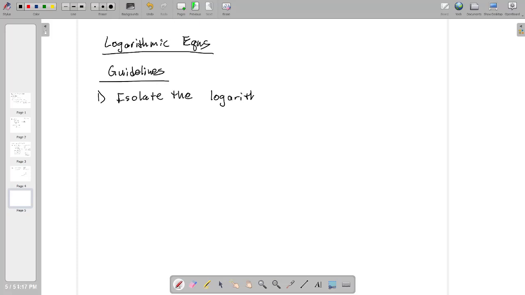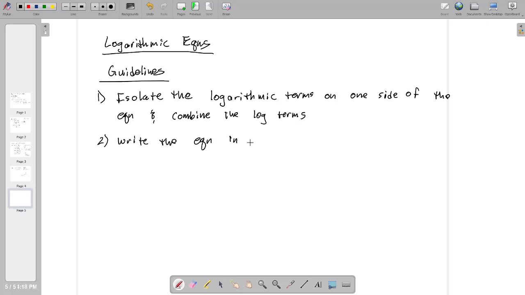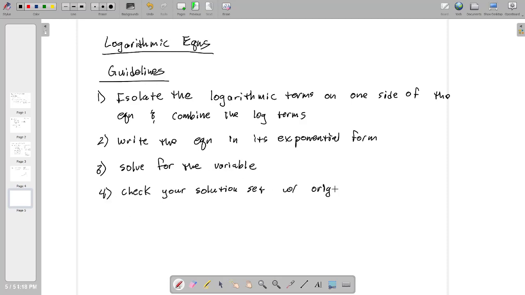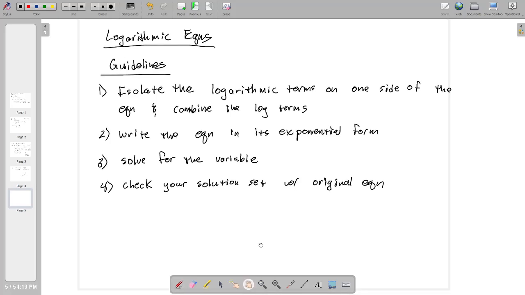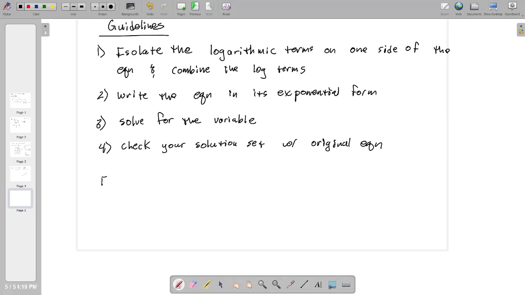1. Isolate the logarithmic terms on one side of the equation and combine the log terms. 2. Write the equation in its exponential form. 3. Solve for the variable. 4. Check your solution set with the original equation. Let's do a simple example here.